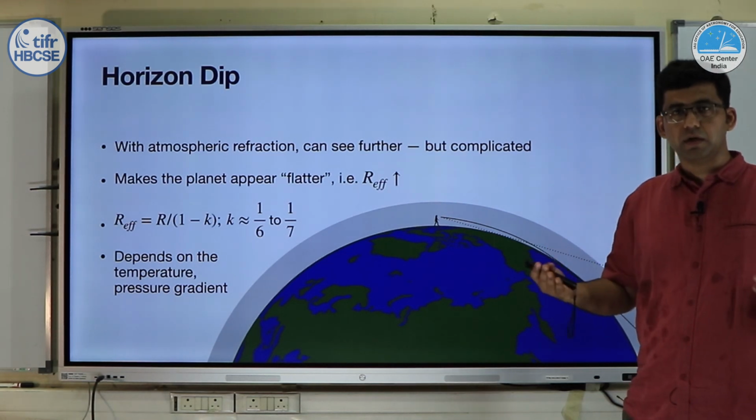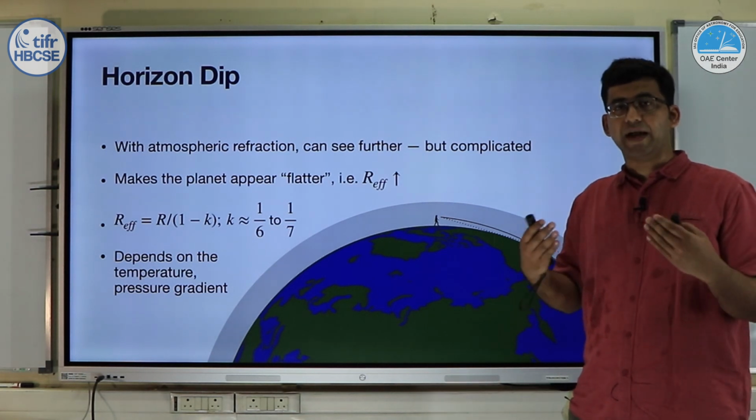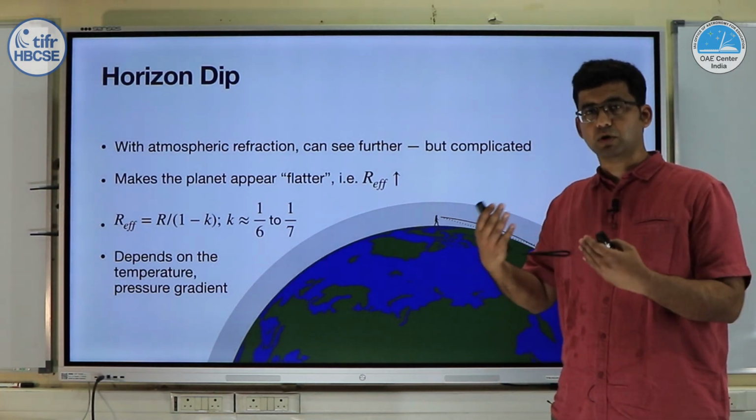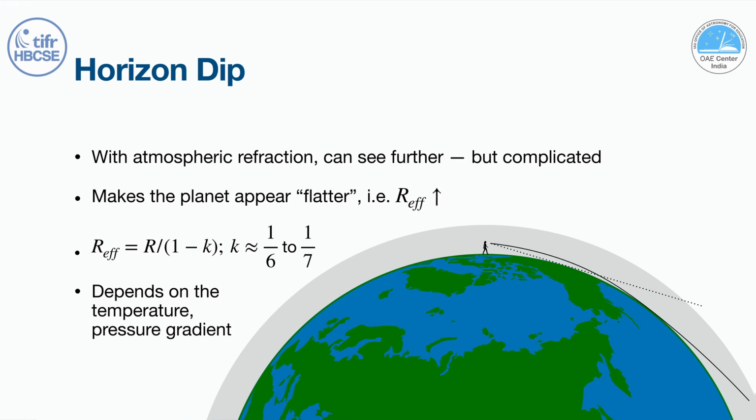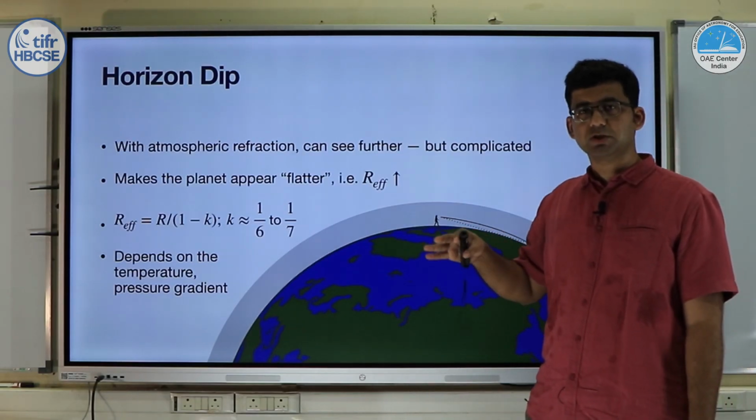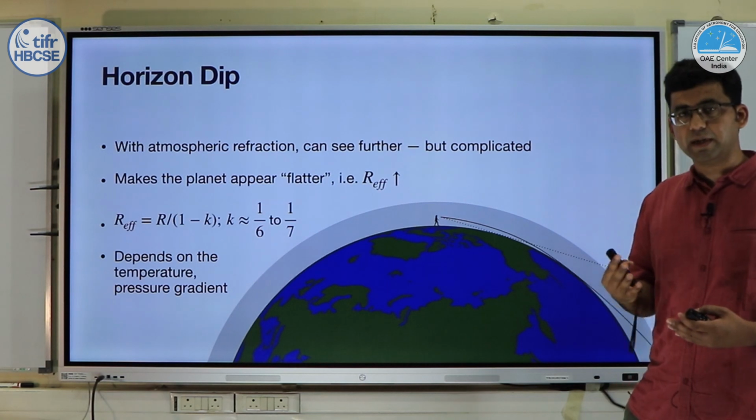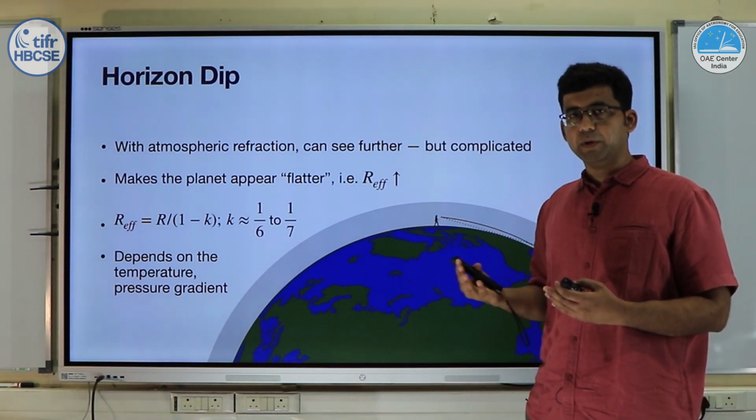Now, this effect makes the planet appear flatter. The radius is larger than what you actually have. You can estimate it as r effective, where r effective is equal to r divided by 1 minus k. K is a factor between 1/6 to 1/7 depending on the atmospheric temperature, pressure and humidity.